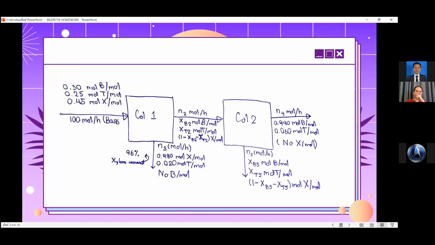Let me go to my flowchart. I forgot to put the 97% of overhead product on column 2. But yeah, so first we have to do the degree of freedom analysis.